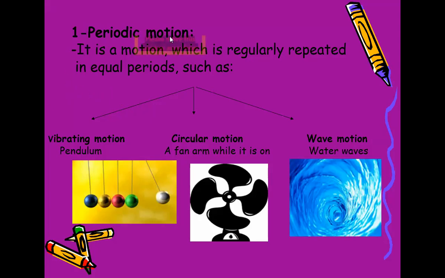What are the types of periodic motion? We have 3 types: vibrating motion, circular motion, and wave motion. We have vibrating motion like a pendulum, circular motion like a fan, and wave motion like water waves. Is it easy? Okay.